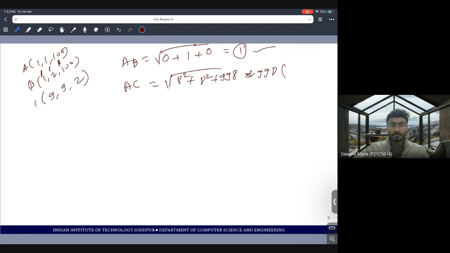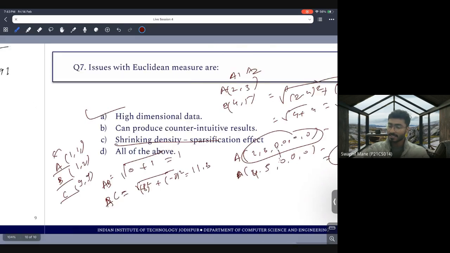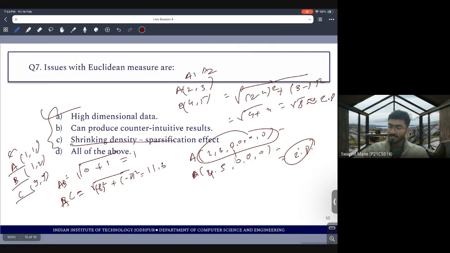So in that example, in 1D the points are just on one line. In 2D they spread out over two dimensions, and in 100 dimensions the distance between them becomes so large that even the closest neighbor seems far away, causing the sparsification effect here. So the three options are correct, these are the issues with Euclidean measures. So option 4D is correct.